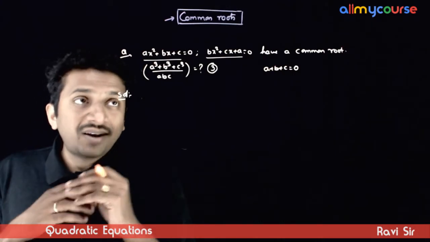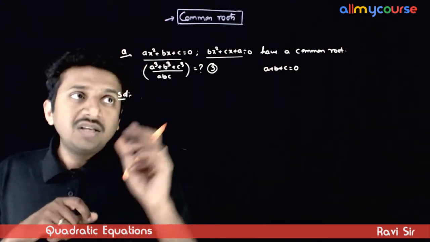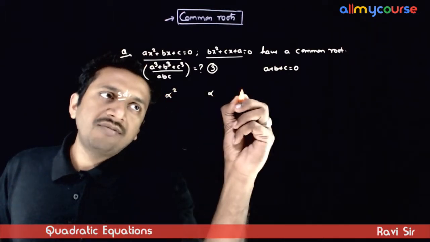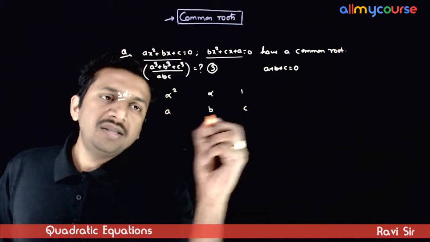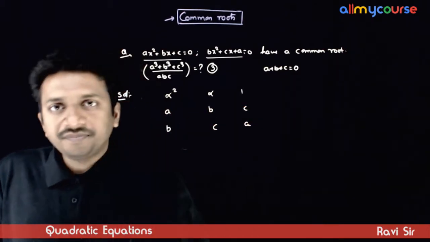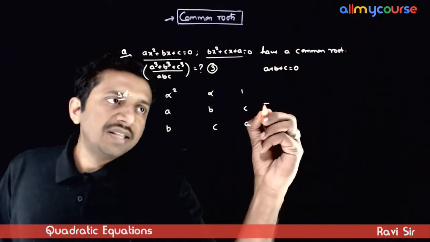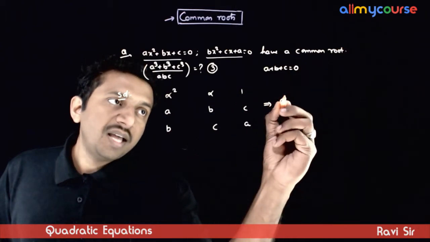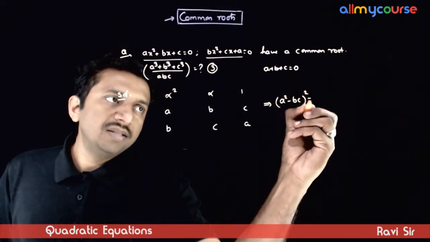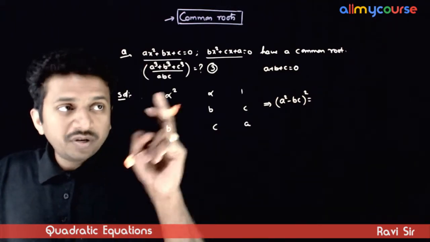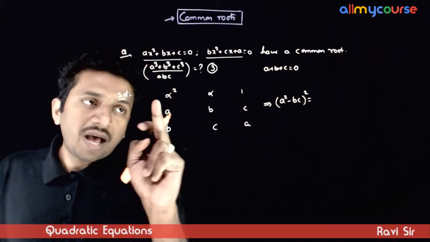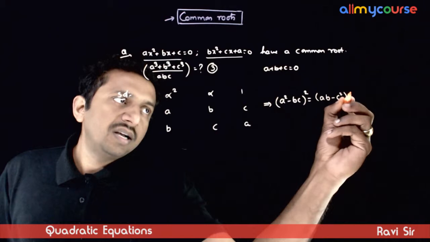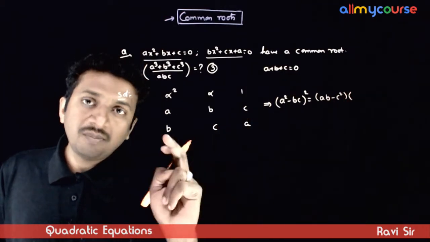Now, let us try to do this using the process that we have derived. If these two equations have a common root, then the condition is alpha square, alpha, 1 with a, b, c and b, c, a. Corresponding to alpha square, you get a square minus bc. A square minus bc whole square is equal to, the terms correspond to the other factors. Corresponding to alpha square, you get ab minus c square, times, corresponding to 1, you get ac minus b square.